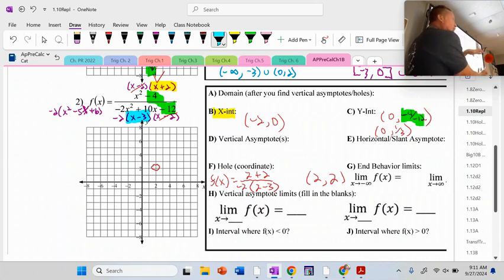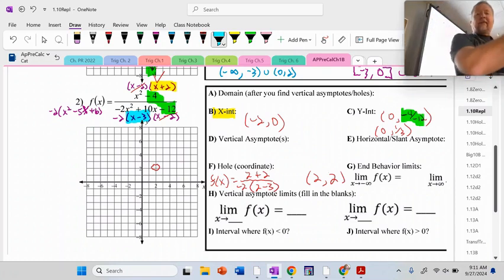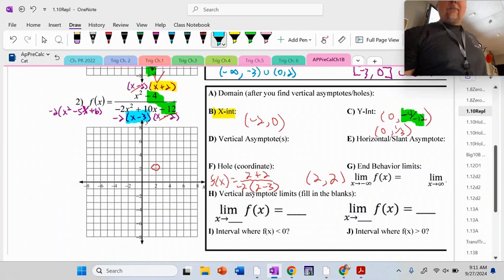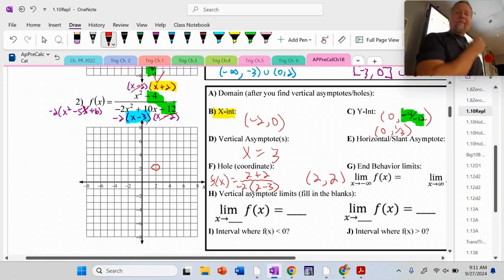So anyway, -2 on the bottom is just a stretch and a flip factor. You'll see that when you get your picture. It's nothing you have to think about. All right. So anyway, vertical asymptote is x equals 3. So I gotta try to keep them focused, you know.